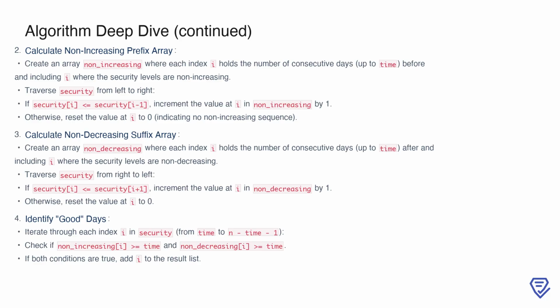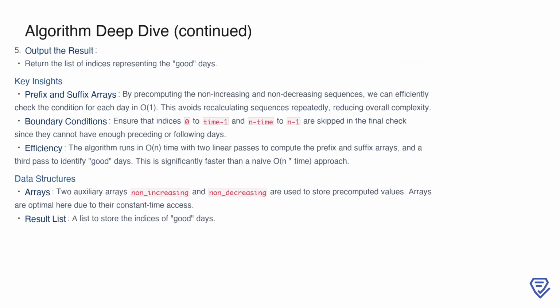With these two pre-computed arrays, we efficiently capture the qualifying sequences of days around each index. After constructing the prefix and suffix arrays, we proceed to identify the good days. This is done by iterating through the security array, starting from index time and stopping at end time 1.